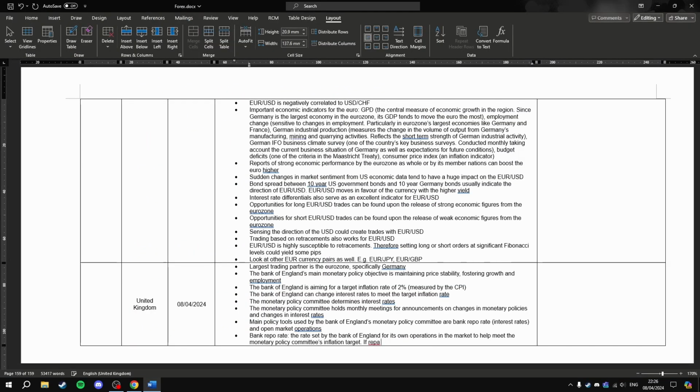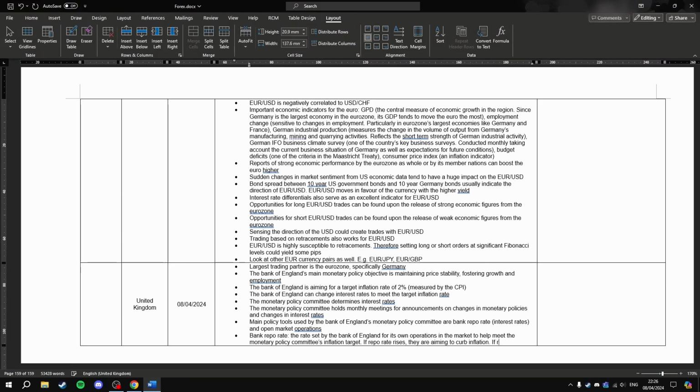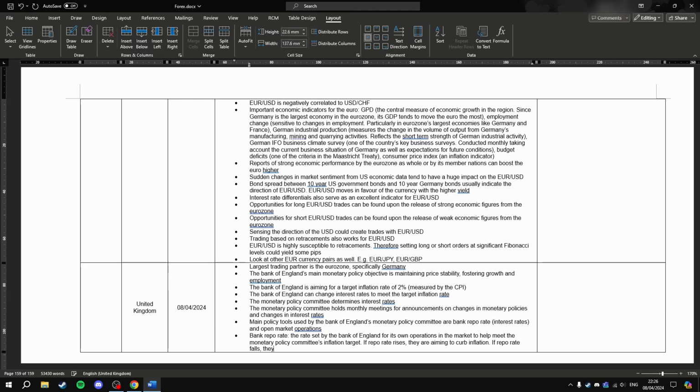If the repo rate rises, they are aiming to curb inflation. If the repo rate falls, they are aiming to stimulate growth in the economy.